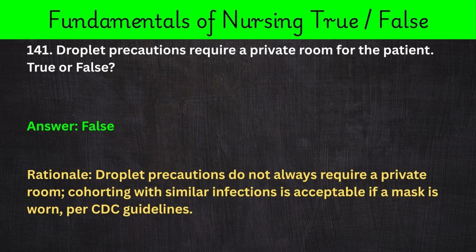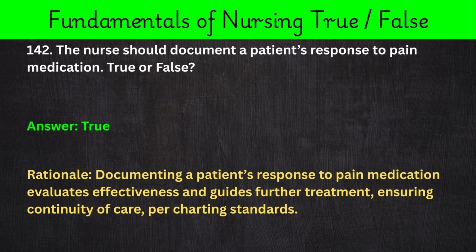True or false? Answer: false. Rationale: Droplet precautions do not always require a private room. Cohorting with similar infections is acceptable if a mask is worn, per CDC guidelines. 142. The nurse should document a patient's response to pain medication.